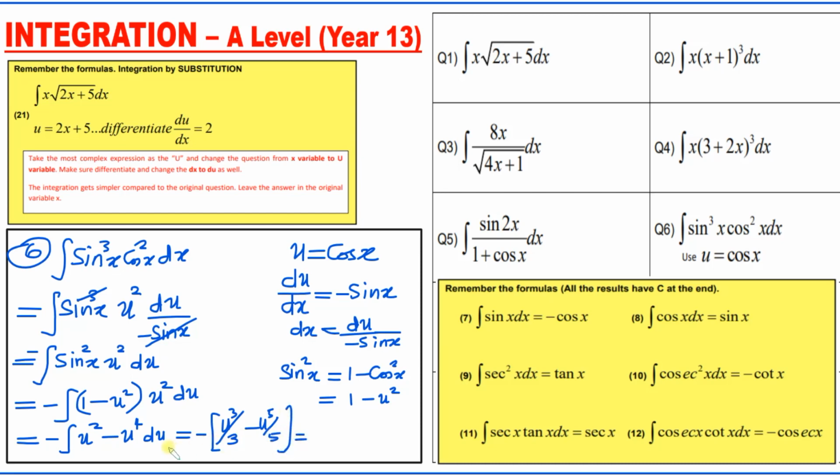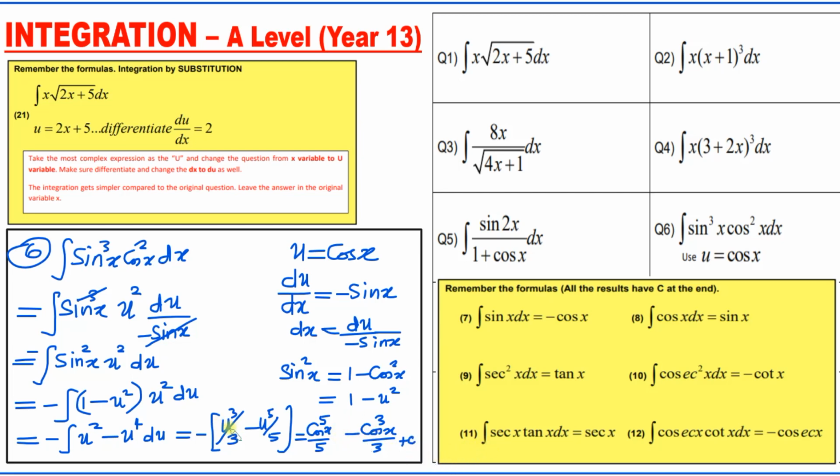Now you can expand that one, multiplying by minus, and replace u with cos x. Minus times minus is plus, so cos to the 5 x over 5, then minus cos cube x over 3 plus c. And that is the answer for the substitution.